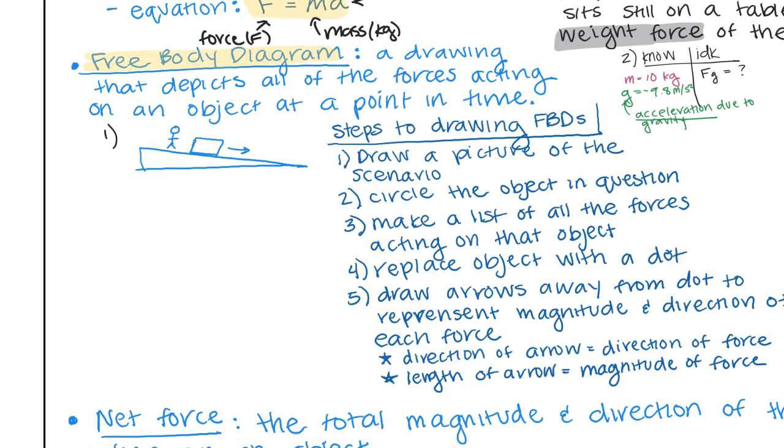The second step is to simply circle the object in question. The object in question right now is the box. We want to know what forces are acting on this box as you push it down this ramp. So we should make a list of all the potential forces that could be acting on the box. We already know you are pushing on that box, so we do already have an applied force.